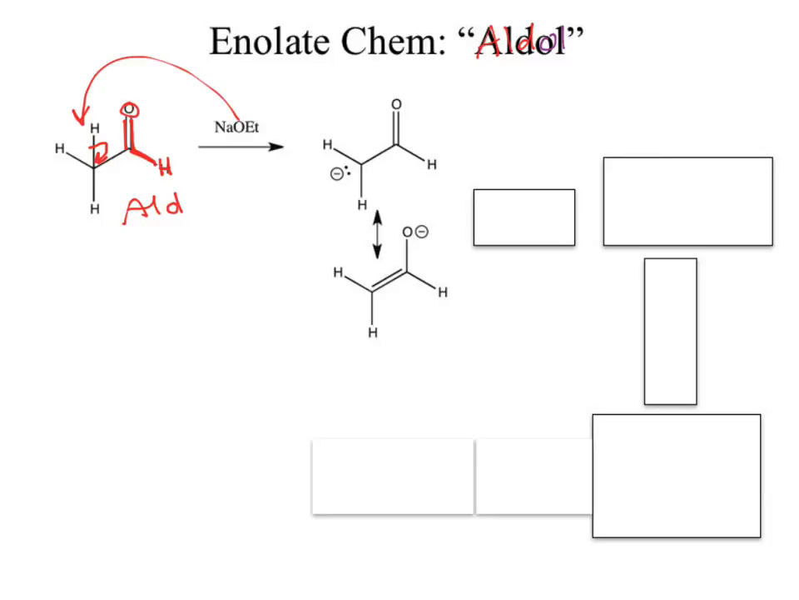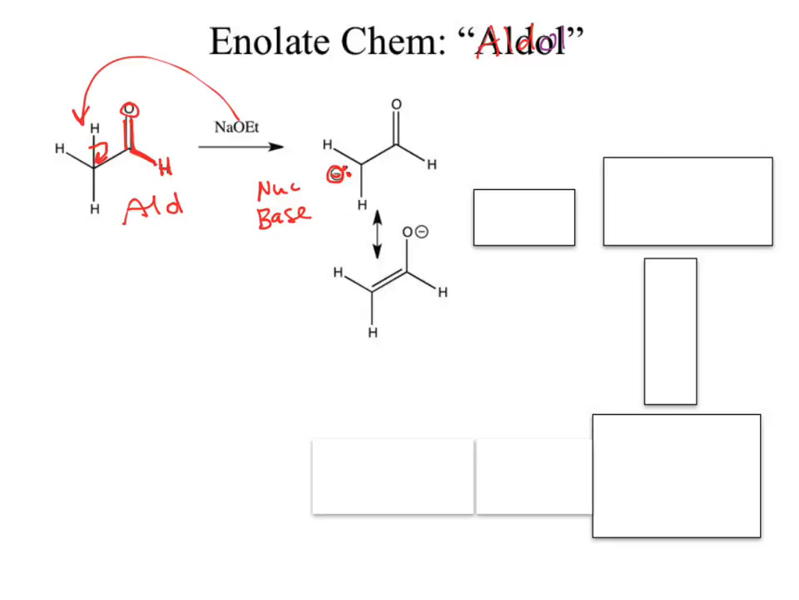What do I now have with that negative charge? I have a carbon nucleophile. I also have a base. Okay? Go figure. If I react a base with an acid, what do I end up with? A conjugate acid and conjugate base. Okay? What can I now do with that?